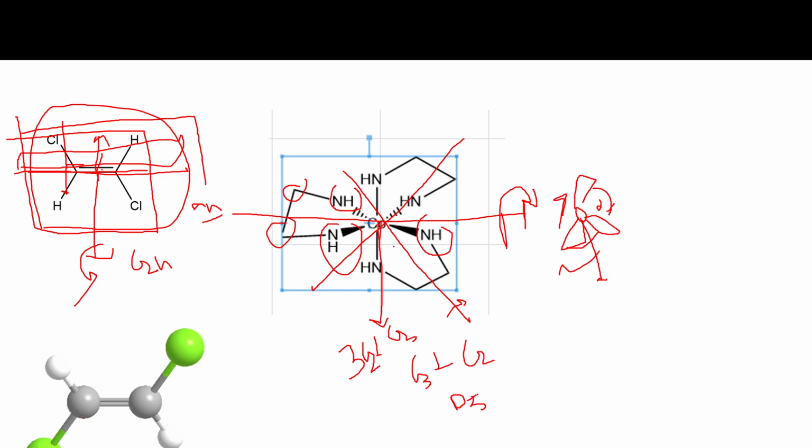Then we have to find out whether any sigma plane is present in this molecule. There is no sigma plane present, so the point group of this molecule is only D3.